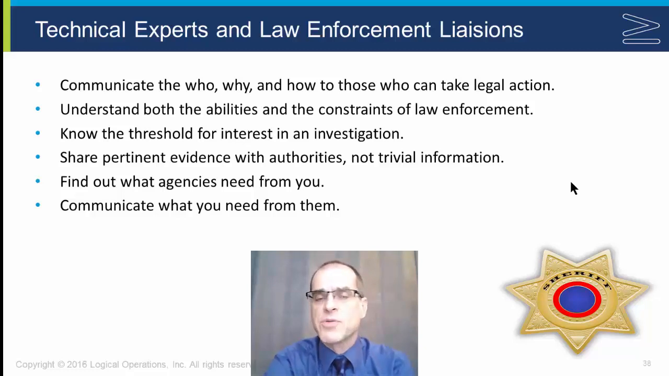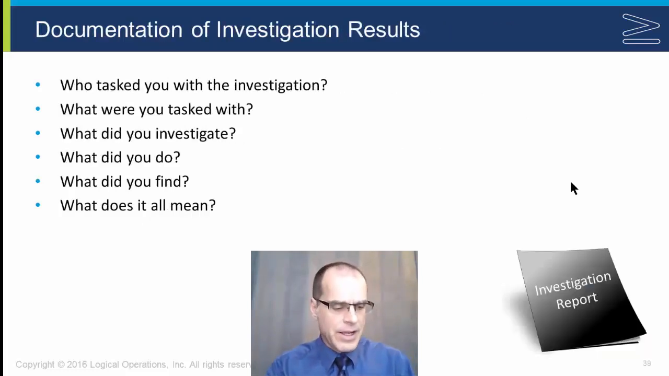And so, of course, we want to make sure that the information that we share with them is pertinent, it is relevant to the case, and that it is the information that they need. We need to find out from them exactly what else they may need from us, and also communicate to them what we need back from them so that we can, of course, support our organization and protect its interests.